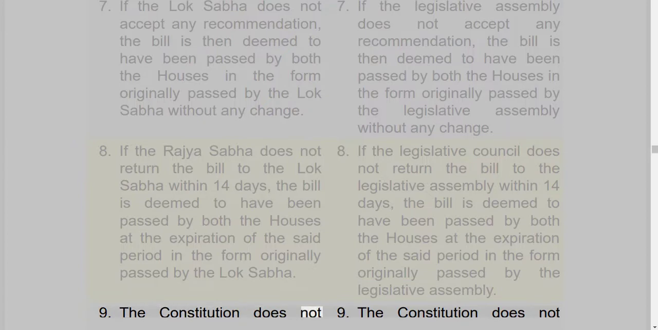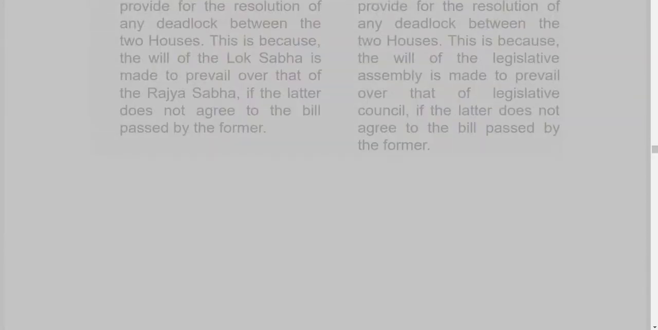9. The Constitution does not provide for the resolution of any deadlock between the two houses. This is because the will of the Lok Sabha is made to prevail over that of the Rajya Sabha, if the latter does not agree to the bill passed by the former. 9. The Constitution does not provide for the resolution of any deadlock between the two houses. This is because the will of the Legislative Assembly is made to prevail over that of the Legislative Council, if the latter does not agree to the bill passed by the former.